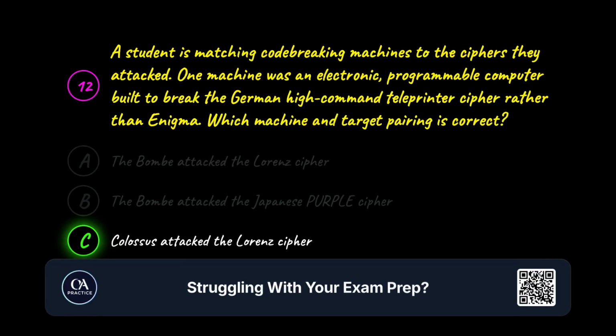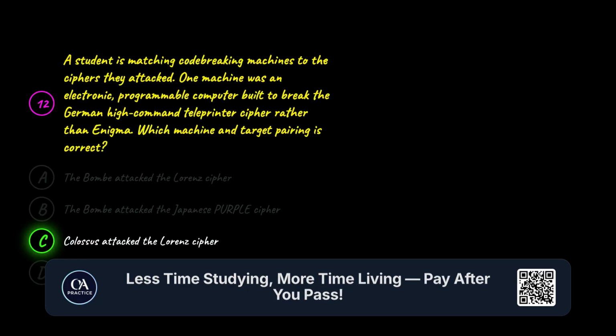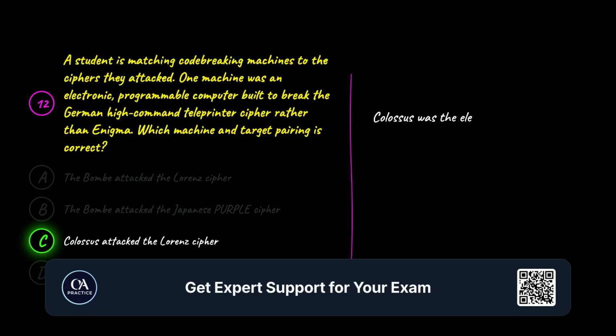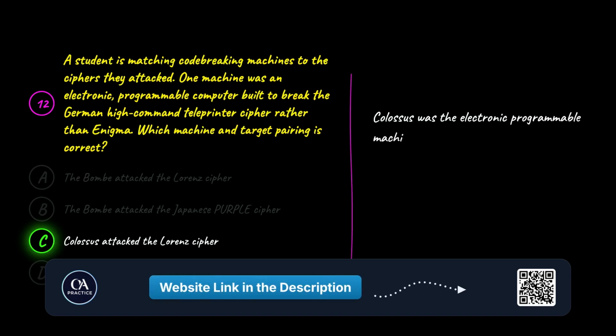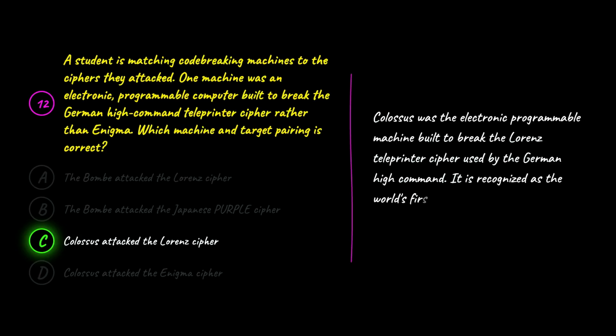The correct answer is C. Colossus attacked the Lorenz cipher. C is correct because Colossus was the electronic programmable machine built to break the Lorenz teleprinter cipher used by the German High Command. It is recognized as the world's first programmable electronic digital computer.